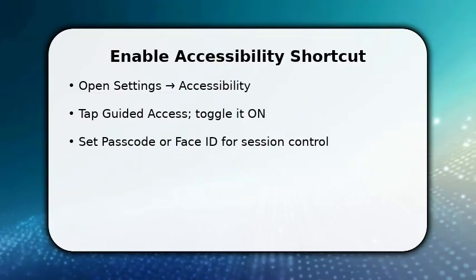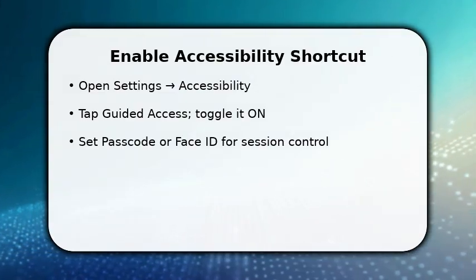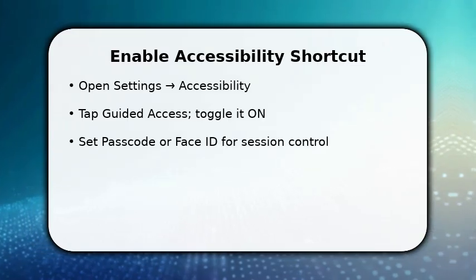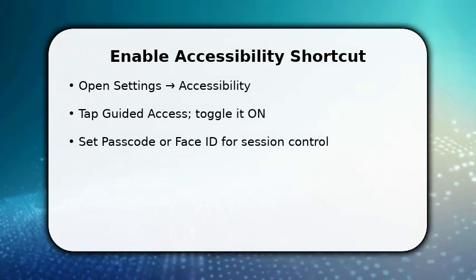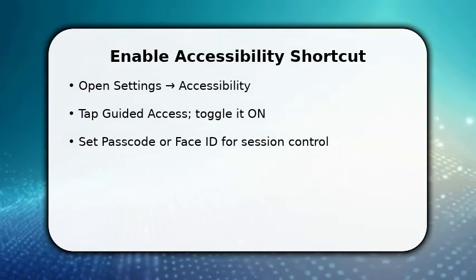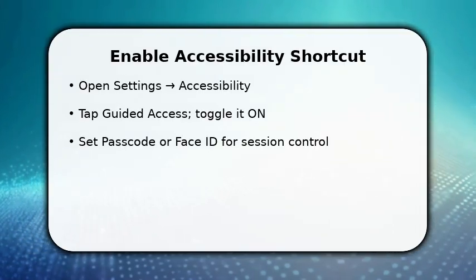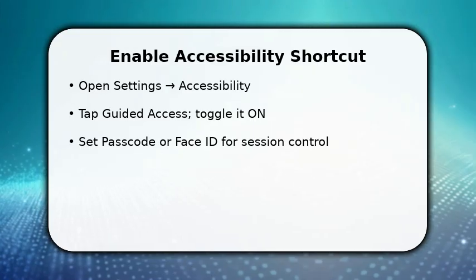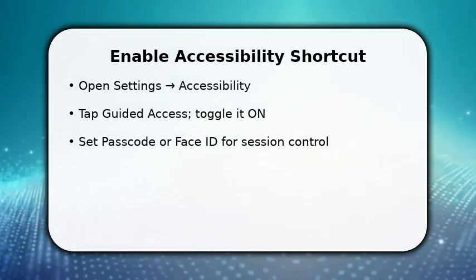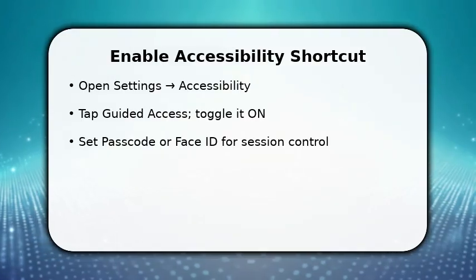You start inside Settings because Guided Access lives under Accessibility. Open Accessibility, then tap Guided Access and flip it on. This lets your iPhone restrict to one app. Next, choose Passcode Settings to set a 4 or 6-digit code or enable Face ID. This prevents accidental exits. Once done, make sure the shortcut is enabled so you can start Guided Access quickly from the side button or Control Center.